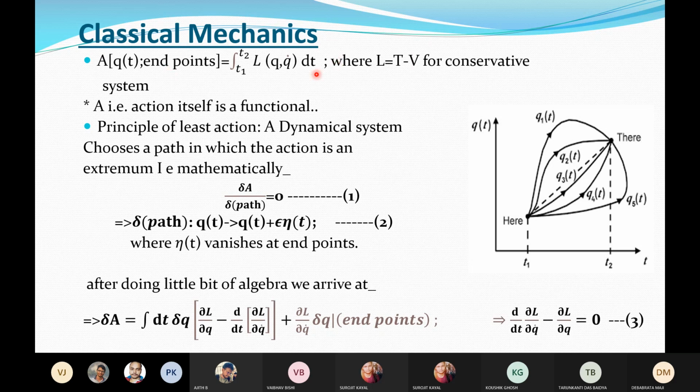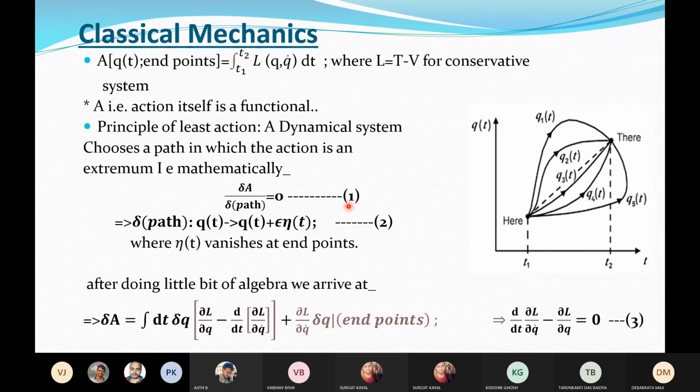So in the classical regime we know that action is defined as the integral of L dt, where L most often has the form T minus V for conservative systems. The principle of least action says that a dynamical system evolves from one space-time point to another along the path in which the action is minimum. Mathematically it is given by equation 1.